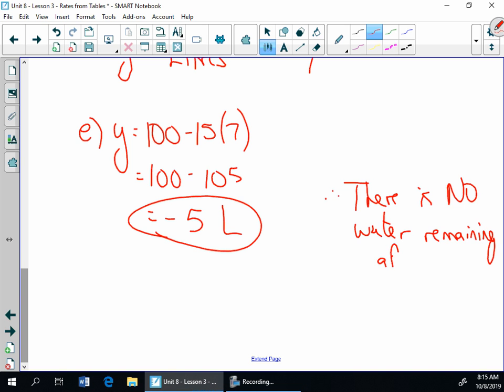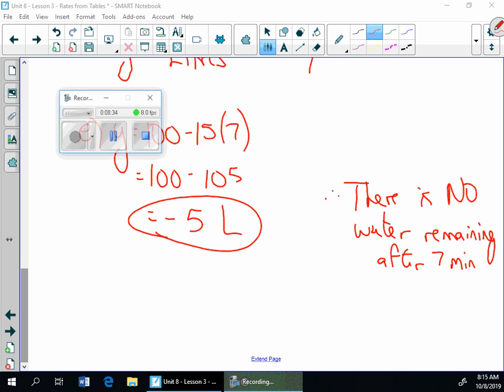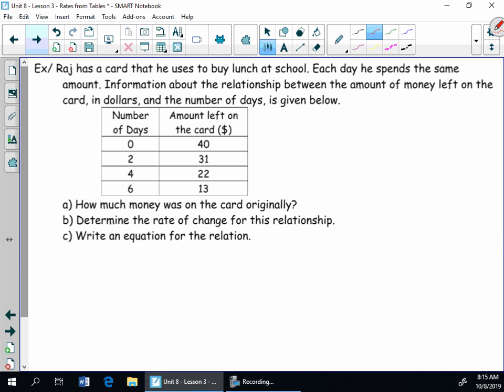after 7 minutes. Okay, now our big idea right here, table. We're going to replace the graph with a table. Exact same information, just done in a slightly different way. Okay, so let's try an example. Exact same kind of stuff, just without the graph anymore.